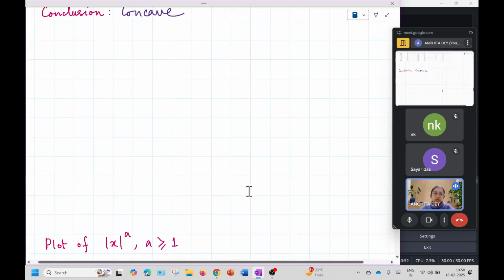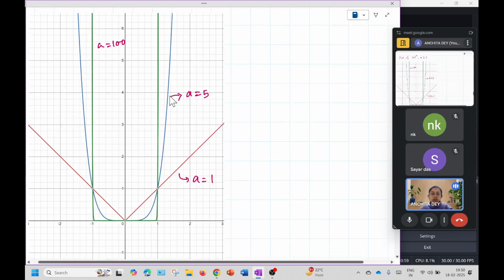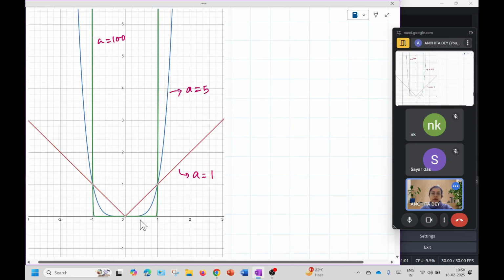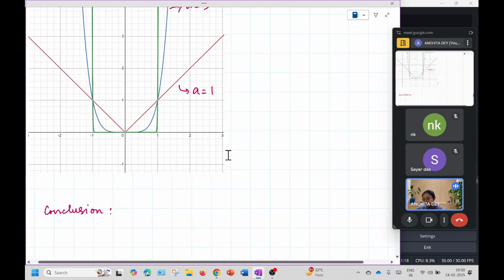The third option given to us was the plot of mod x to the power a, with a being greater than or equal to 1. Again, we can just plot. If a is equal to 1, then of course it's the simple modulus function. If a is equal to, say, 5, this is the blue curve that I get. With a equal to 100, I get this green curve. In all of the cases, we see that the function is convex. It's very clearly visible. So we have it to be convex.